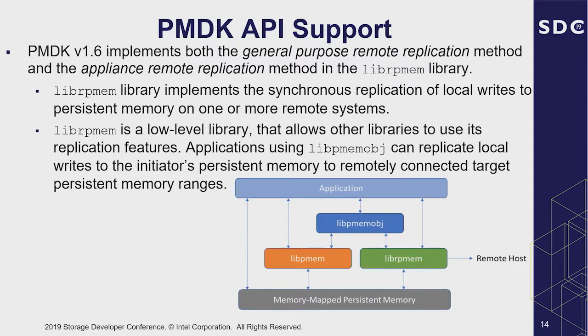So librpmem is a low-level library that allows other libraries to use its replication features. To take advantage of this, the persistent memory on the initiator and target nodes, the application needs to make sure that these are persistent aware and that they're able to do this replication. I have a small diagram on the bottom that really shows where this work is being done, in the librpmem and really down in the object libraries rather than at the application level.